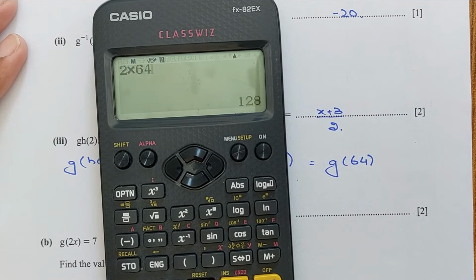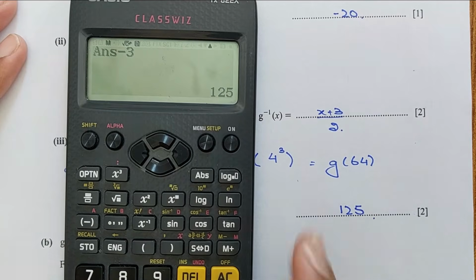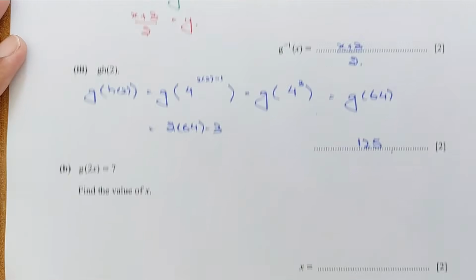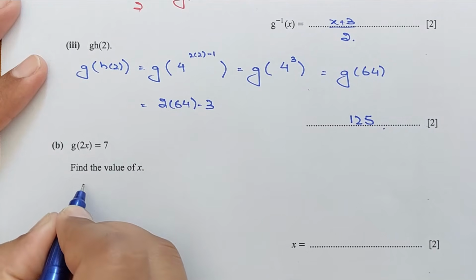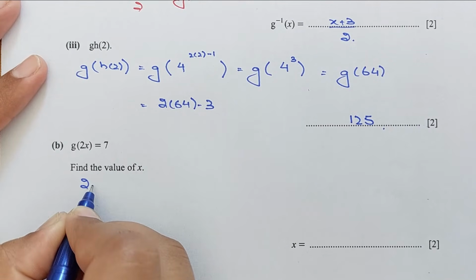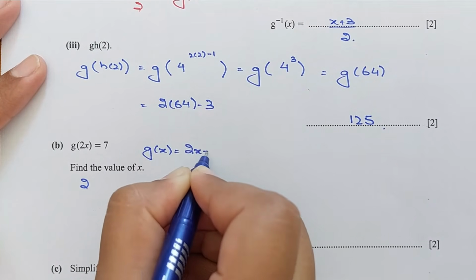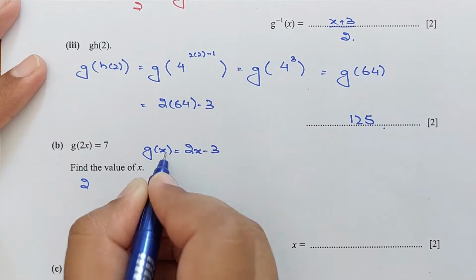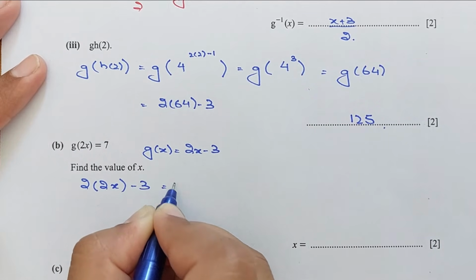2 into 64 minus 3 is 125. Now for part B, g of 2x equals 7, find the value of x. G of 2x, so 2 into x minus 3. G of x we have given, which is 2x minus 3. So replacing x with 2x minus 3, this is equal to 7.